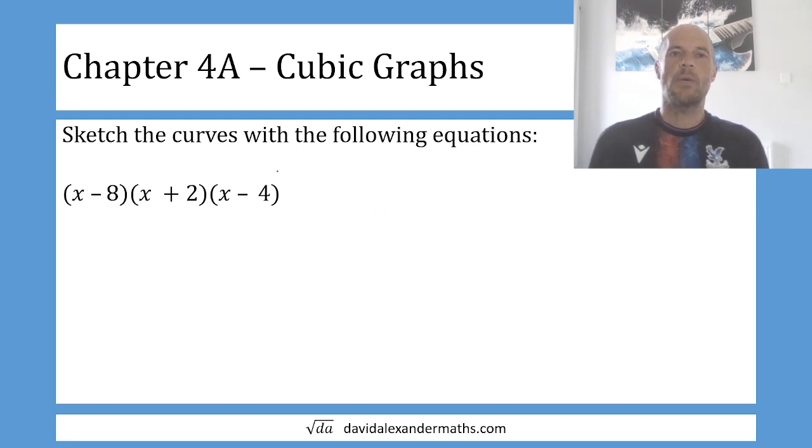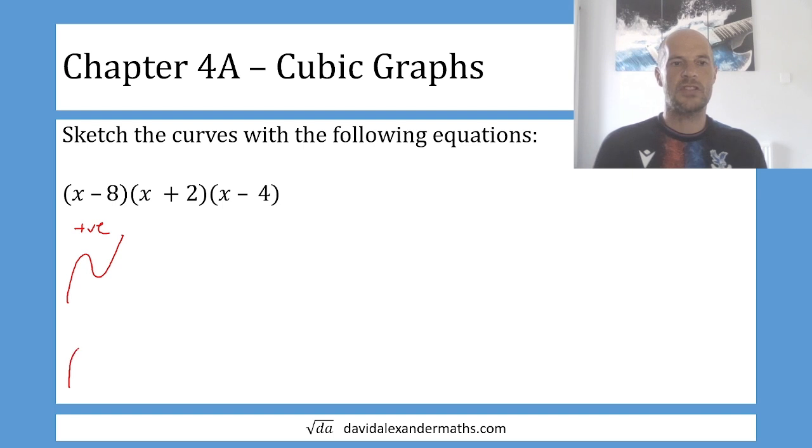What we need to remember with a cubic graph is if it's a positive cubic graph, it will go up, then down, then up again, or it might just go up, slow down, and then continue up. Whereas a negative cubic graph will go down, up, then down again, or it will go down, slow down and continue back down again.